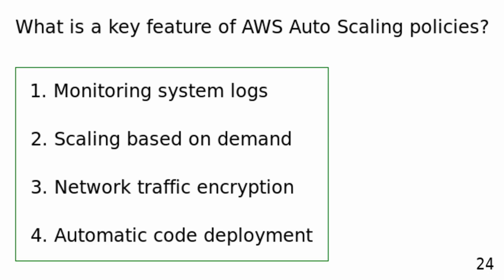What is a key feature of AWS Auto Scaling policies? Monitoring system logs. Scaling based on demand. Network traffic encryption. Automatic code deployment.